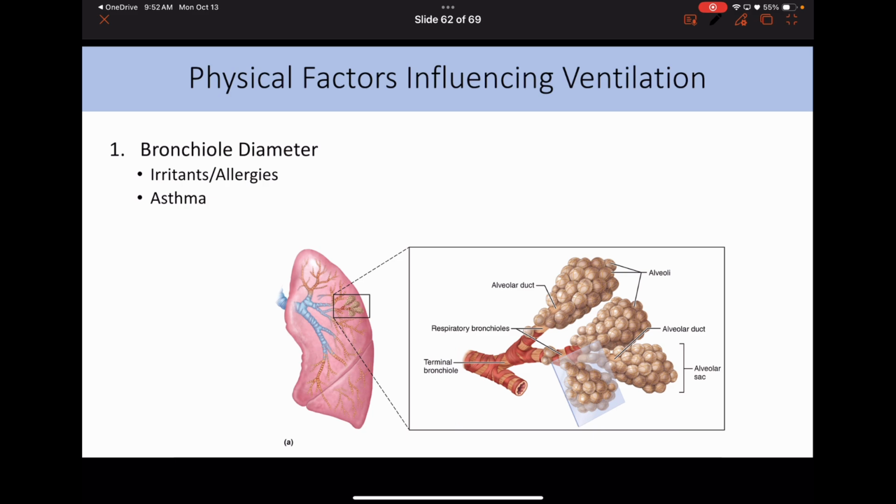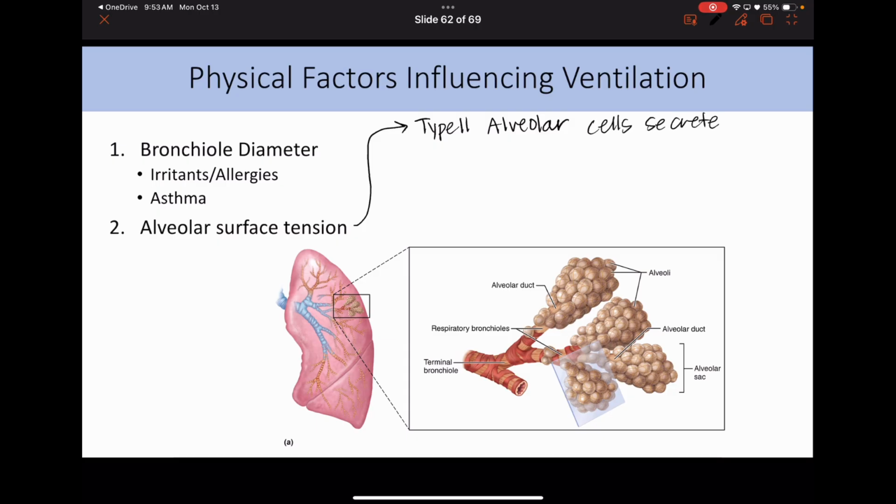So that's bronchial diameter. Alveolar surface tension. We have what are called type 2 alveolar cells that make surfactant. And you guys already heard about this in your, yes, okay. So type 2 alveolar cells secrete surfactant, and they do this to prevent alveoli collapse. Do you guys know what type 1 alveolar cells are involved in?